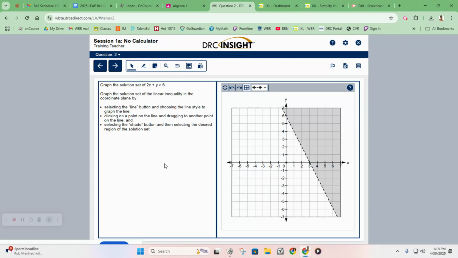If I test 0, 0, if I put 0 in place of x and 0 in place of y, I get that 0 is greater than 6, which is false. So I know that 0, 0 should not be shaded.